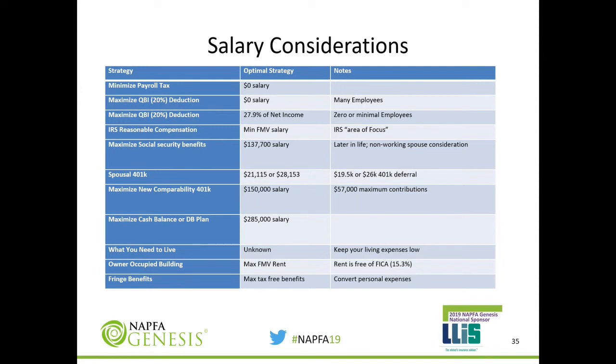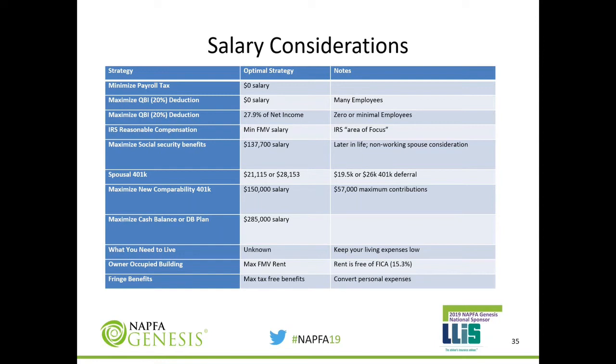It's really a fascinating calculation if you have nothing else to do to replicate that. Of course, the IRS has a minimum fair market value salary for an S Corp. It's one of their areas of focus. If you're trying to maximize Social Security, there's no incentive to go above the wage base, which for 2020 is $137,700.